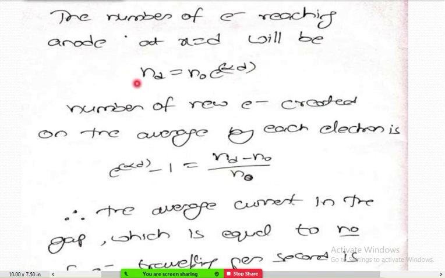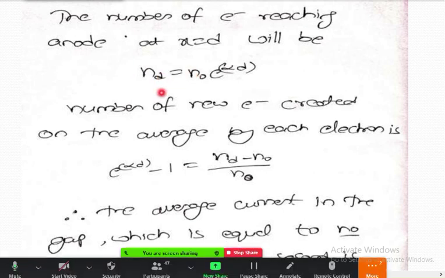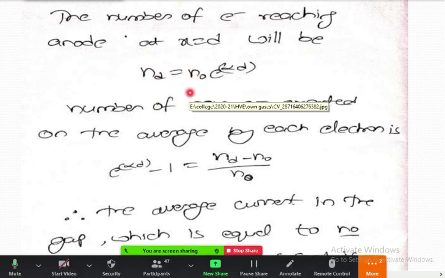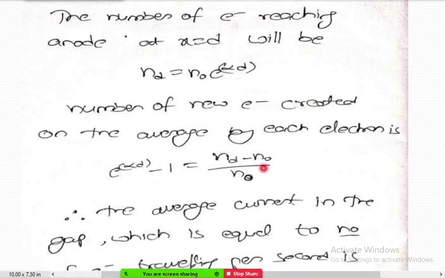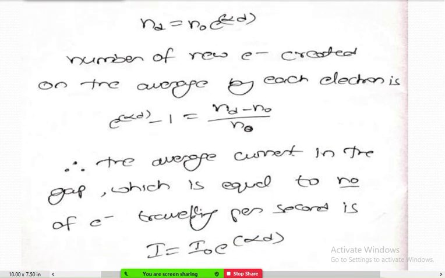So from this equation you take nd by n naught, bring n naught to this side, add minus 1 on both sides, and take the LCM, and you will get this equation. So if the question is how many new electrons are created by each electron, your answer is (nd minus n naught) by n naught. Okay, so proceeding to the next point.